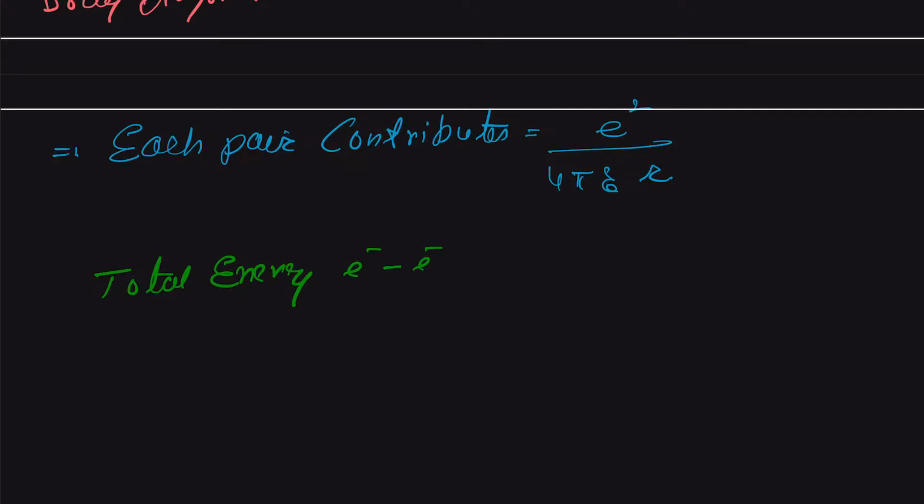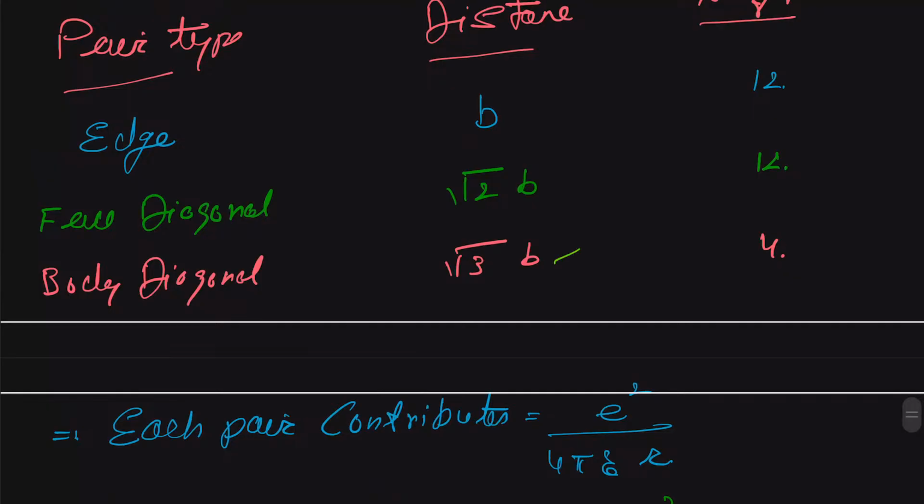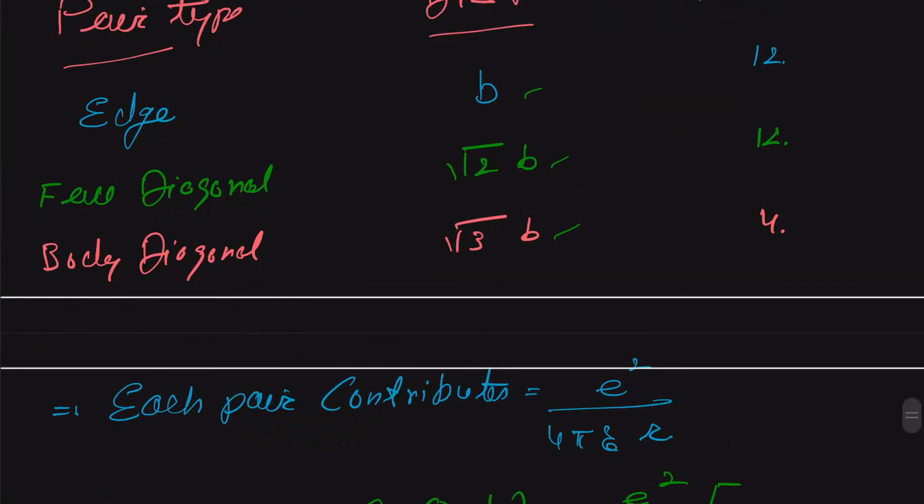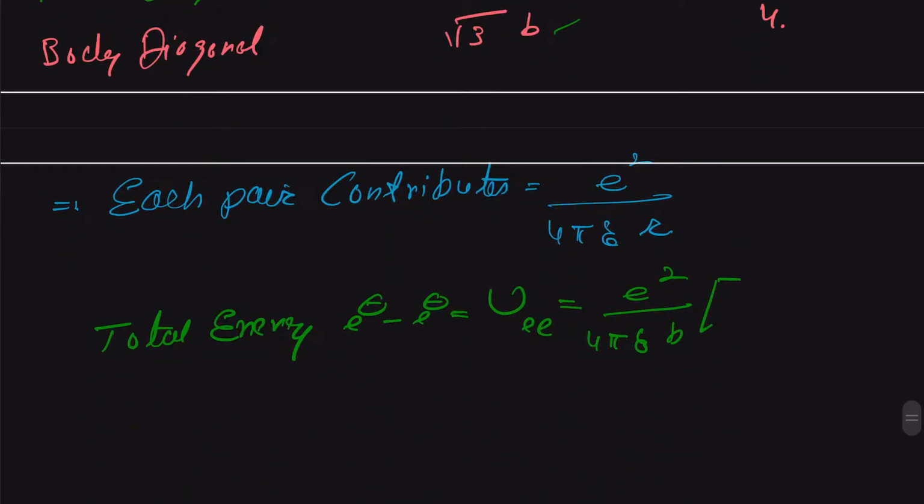Therefore total energy for electron-electron interaction, let us call this as UEE, will be equal to e square upon 4 pi epsilon naught times B, that will be common, and rest comes as a distance part, because B is common to every distance. So this comes as, not 1 but multiply by 12, 12 plus 12 upon square root of 2 plus 4 divided by square root of 3.